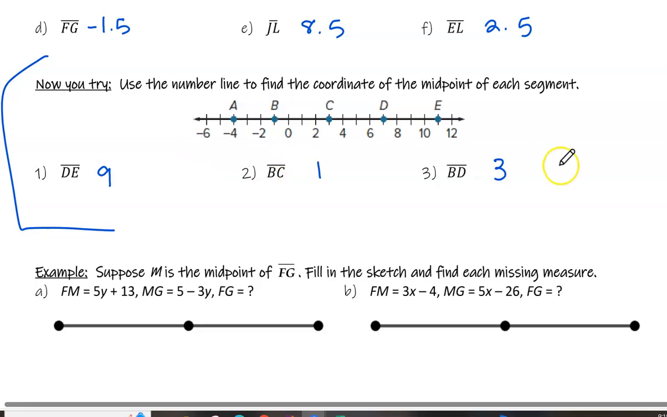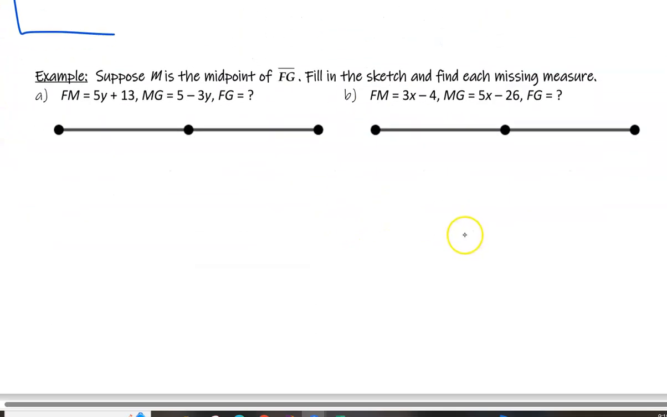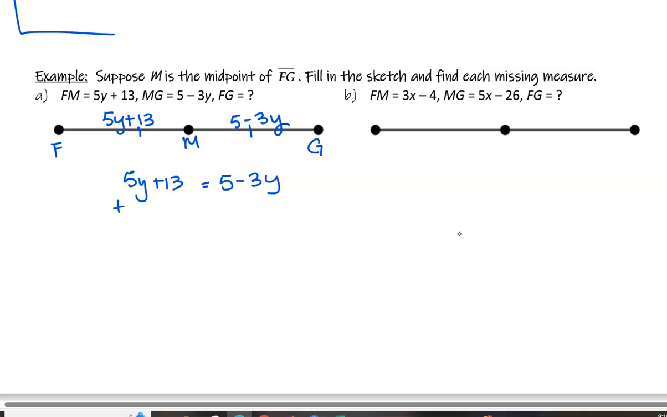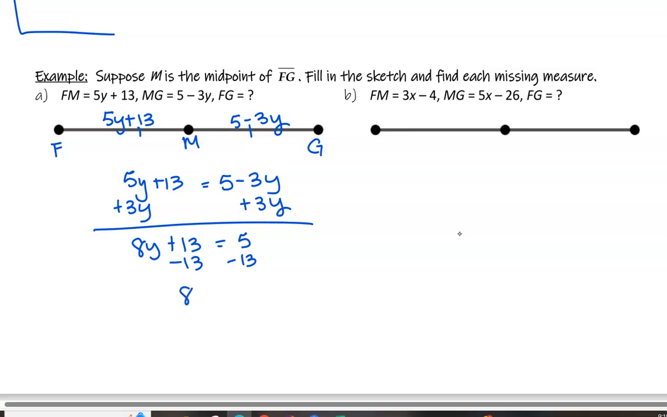It should be 9, 1, and 3. So now we're going to label, putting M in the middle, F and G here, and we're going to label our sections. Since this is in the middle, it is the midpoint, so we are going to set these equal to each other and solve. So y is equal to 1. If you plug it back in, you would find out that this side is 18, this side is 18, so the total FG would end up being 36.